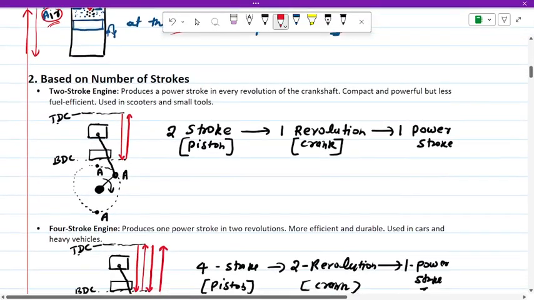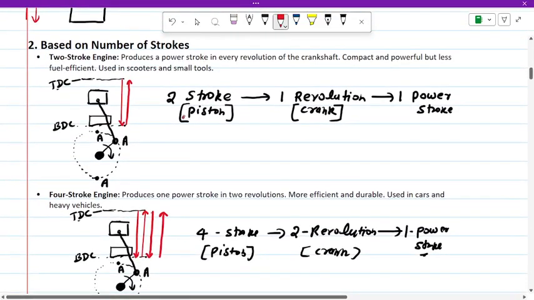Okay, next is based on the number of strokes. Obviously we know, what is a stroke? Stroke means the movement of the piston; the complete movement of the piston from TDC to BDC is known as a stroke. In a two-stroke engine, whenever the piston takes two strokes, from top to bottom, then bottom to top, it means two strokes are there.